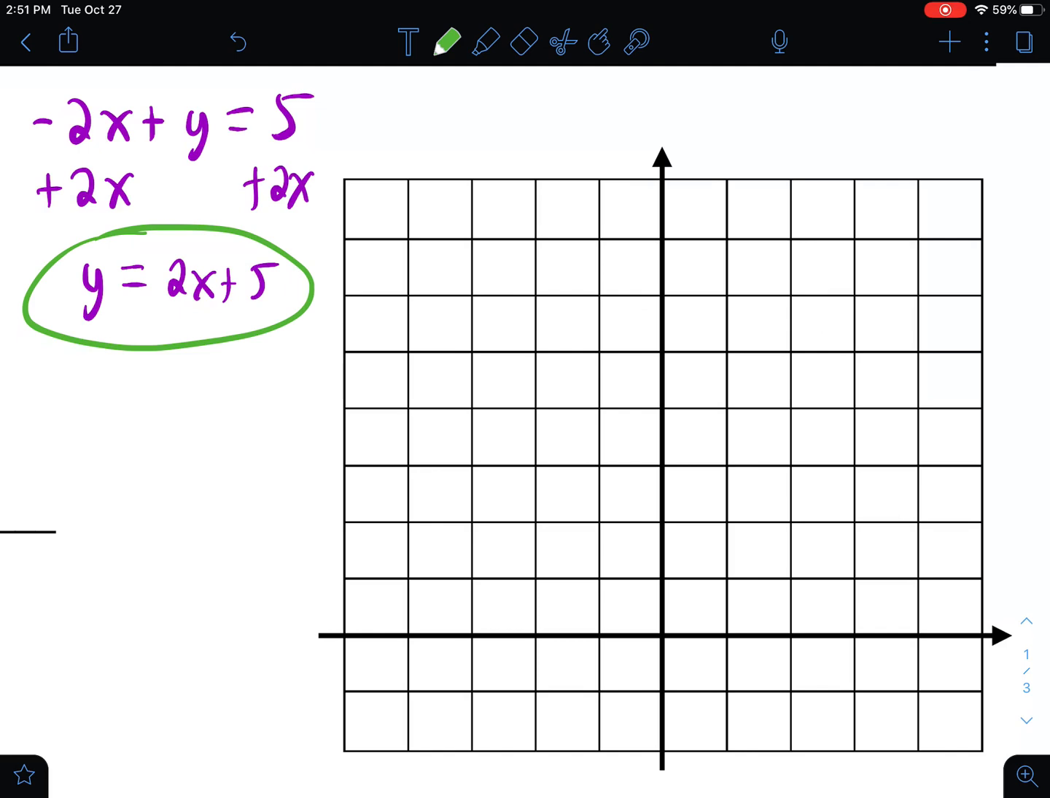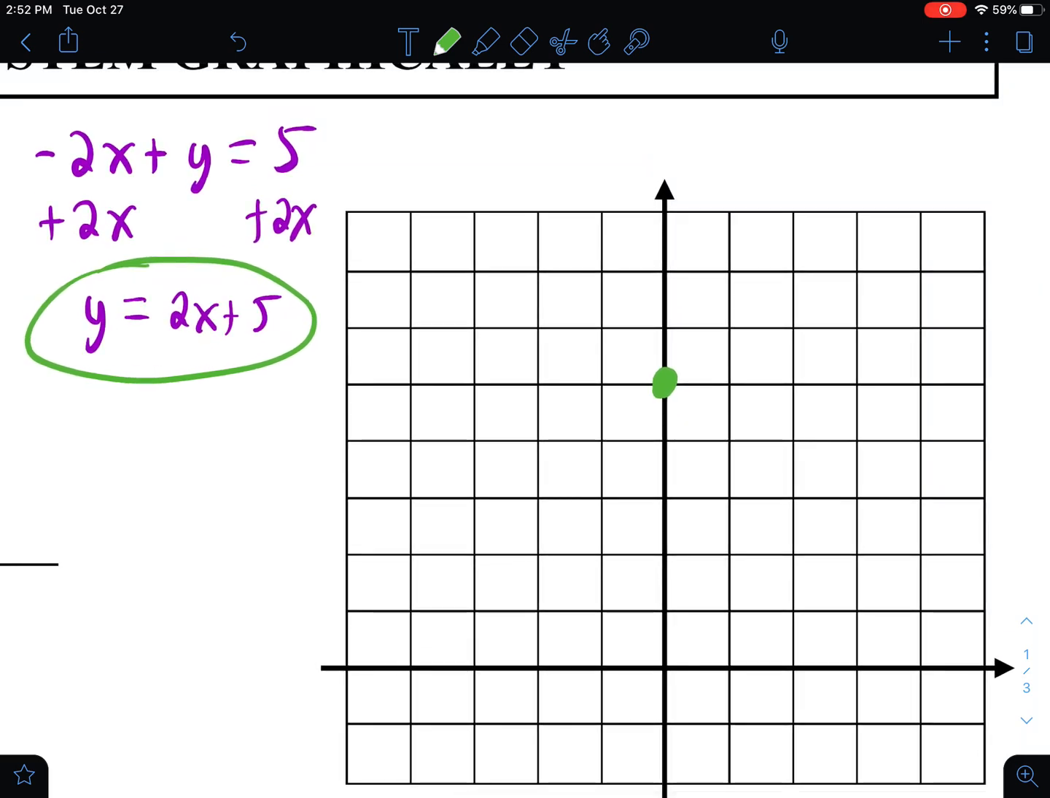Positive 5 means 1, 2, 3, 4. Is that 5? 1, 2, 3, 4. That's 6. Whoops. 1, 2, 3, 4. 5 is right here. So our b is up 5 or down 5. It's negative 5 would be going down 5. That's the first point you're going to graph.